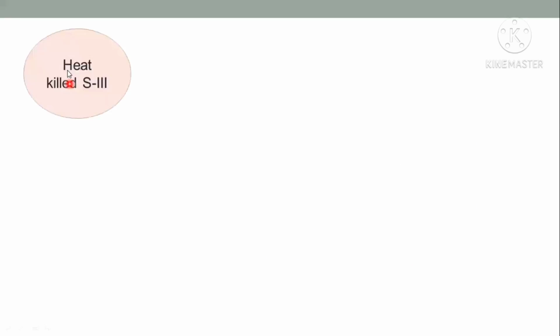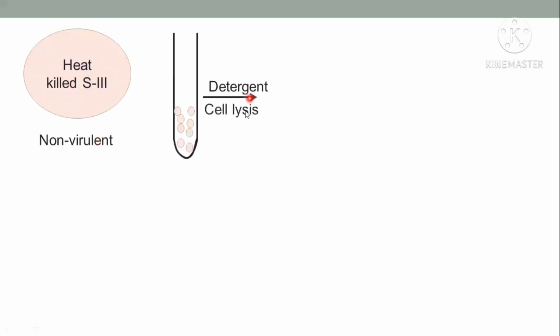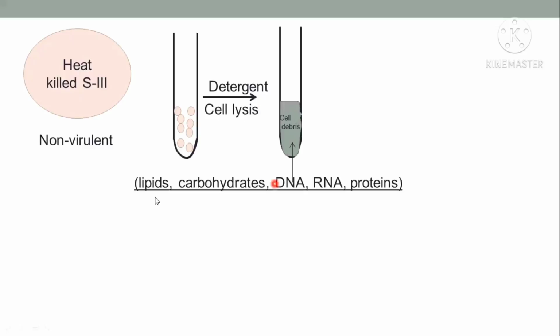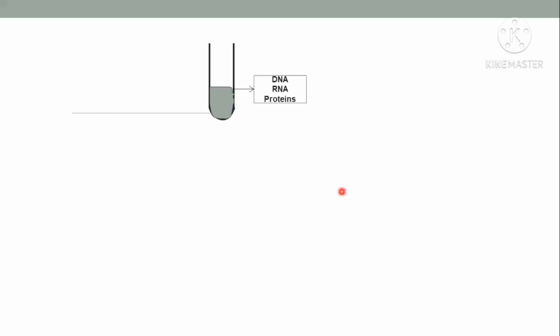So what they did is they took S3 bacteria and heat killed it. As it is now heat killed, it becomes non-virulent. Now with the help of detergent, they lysed the cell, that is, they broke open that cell and extracted the cell debris. Now the cell debris will have all lipids, carbohydrates, DNA, RNA, and proteins mixed. First they removed lipids and carbohydrates with enzymes. So now it only has DNA, RNA and proteins.